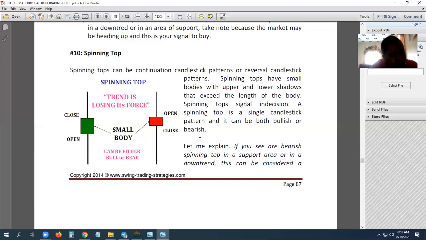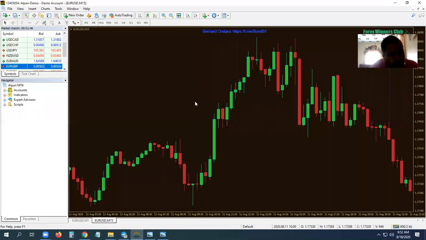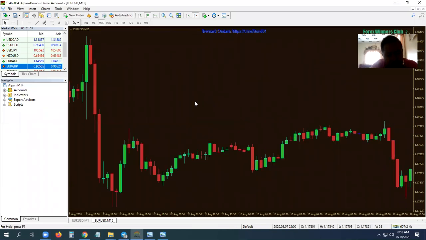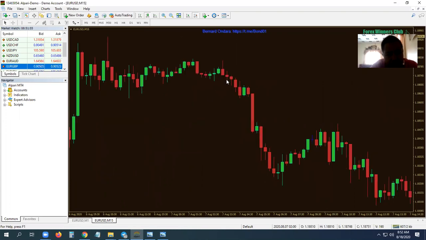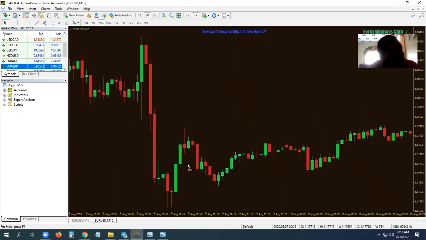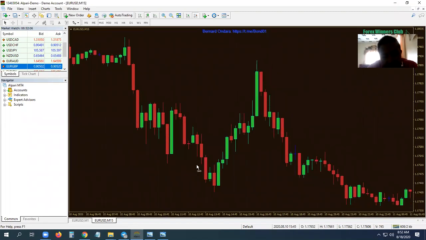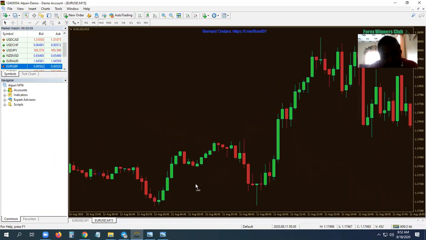So let's see them. Just remember, the body is slightly small. The wicks are almost the same in size. Here is one. Market has been going up. Here is one. Market goes down. Market is going where? Now let's see another one.